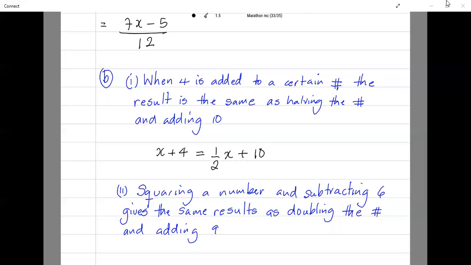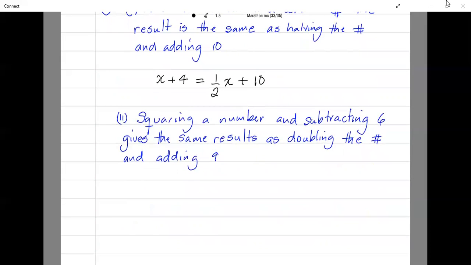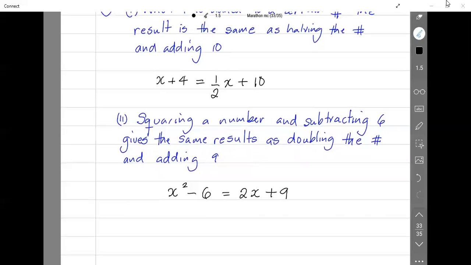That's the first equation. And the second one says, squaring a number and subtracting 6. So this is x squared minus 6. Give the same results as doubling the number and adding 9. So this is equal to 2x, which is double the number, and then adding 9. So we're to just write the equation. We're not asked to solve it. Let's get to C.